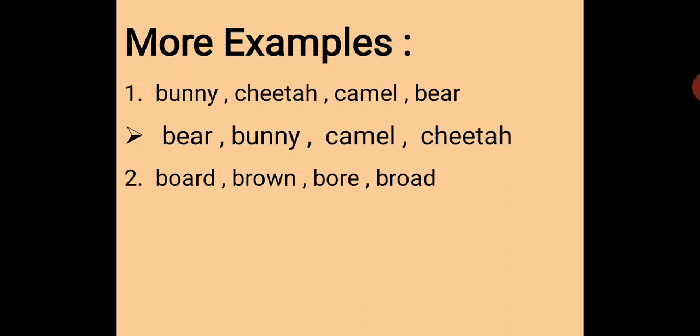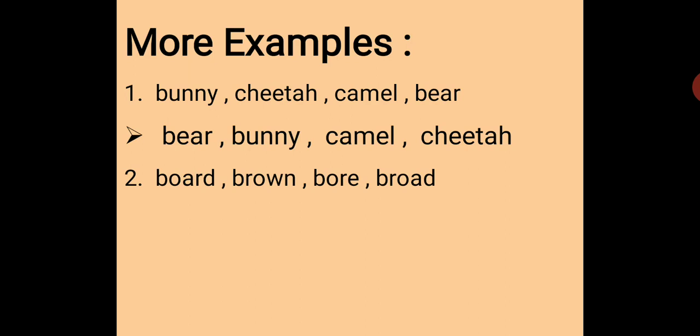Now tell me, which letter comes first between O and R in alphabetical order? O. So pick out both the words which begin with O. So both the words are board and bore. So look here.